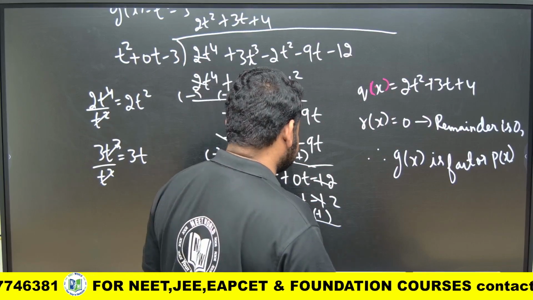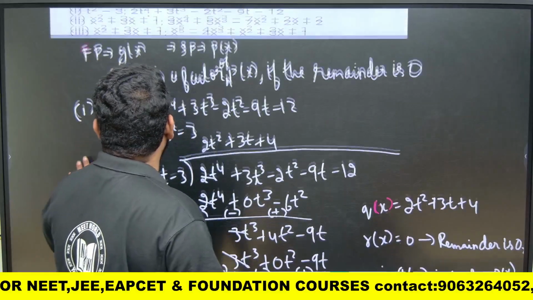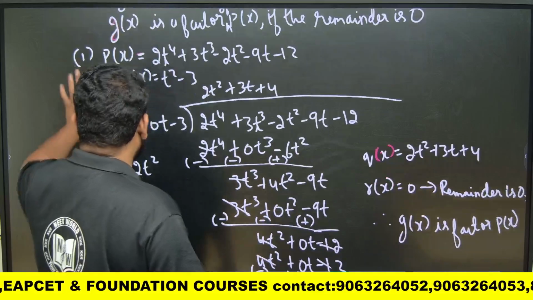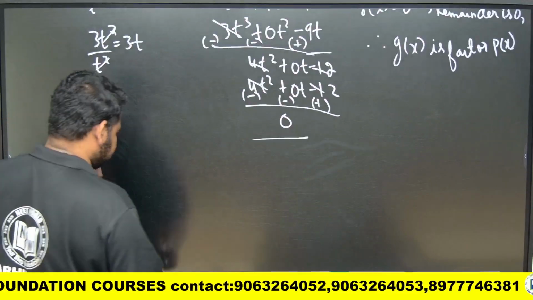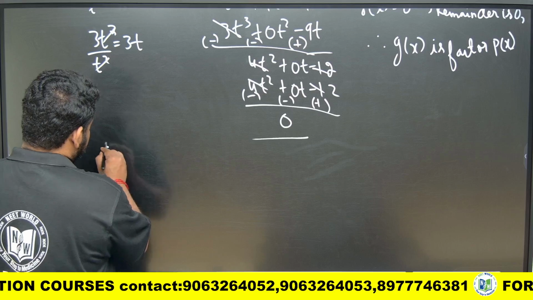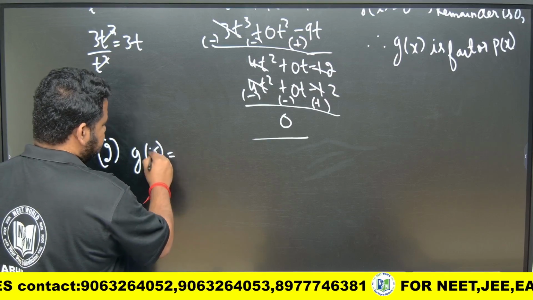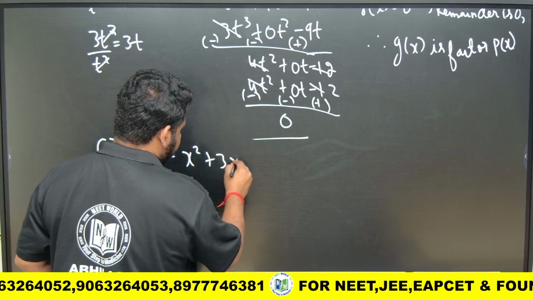Let us have a look at the second question, friends. What does the second question say? x square plus 3x plus 1, that is g of x. The first polynomial is g of x, friends, not p of x. g of x is x square plus 3x plus 1.